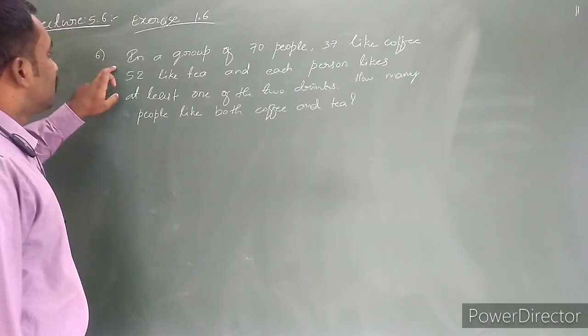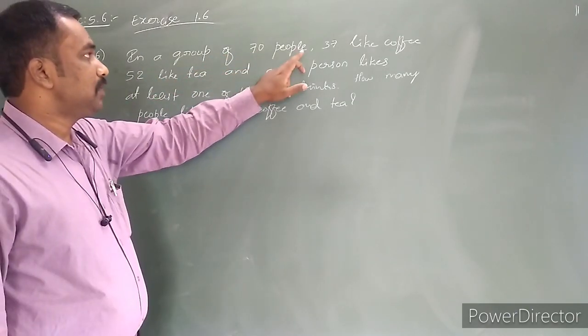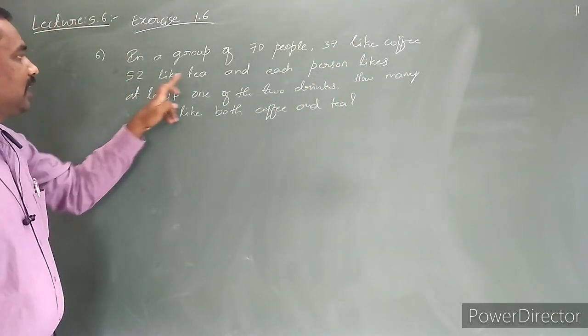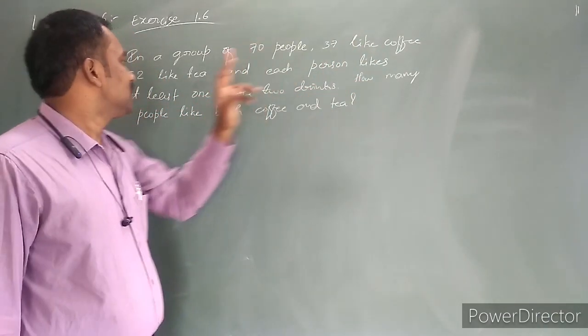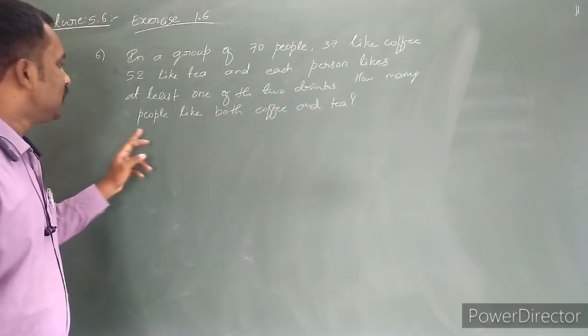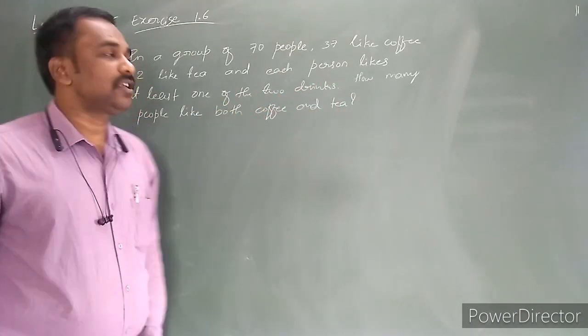Sixth one. In a group of 70 people, 37 like coffee, 52 like tea, and each person likes at least one of the two drinks. How many people like both coffee and tea?